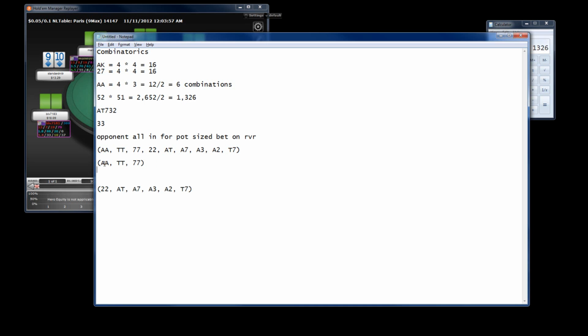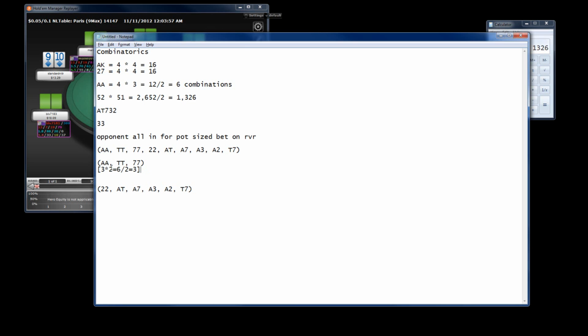Let's start with pocket aces here. There's 1 ace on the board already up here. So how many aces are left in the deck? And the answer is 3. So we're going to do 3. And then once there's 1 ace on board and we use 1 ace for that first card, how many aces are left in the deck? And the answer is 2. So 3 times 2 is 6, but then we divide it by 2 since it's a pocket pair. That equals 3 different combinations.